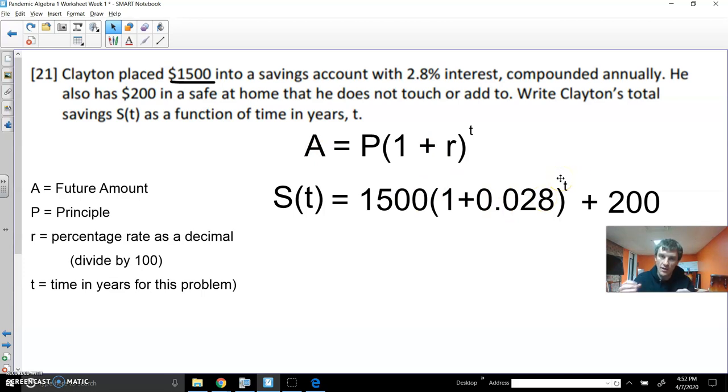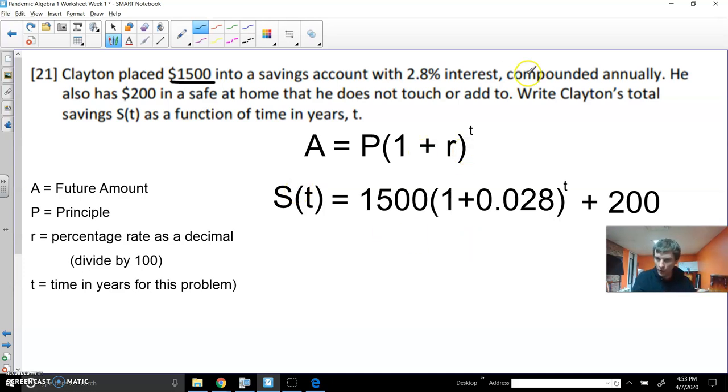t represents how much time goes by, and if you read the problem, it just says a function of time in years t. It doesn't tell us a specific amount to plug in. Again, we're trying to write a function here. Savings S, so this is savings based on time. That's how you think of this. The way you say it is S of t.